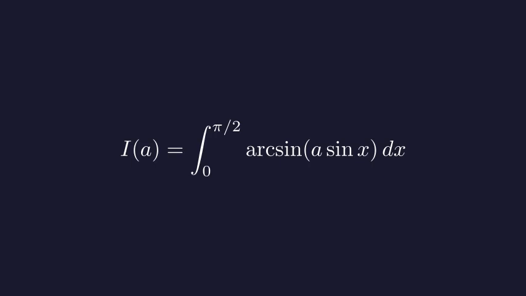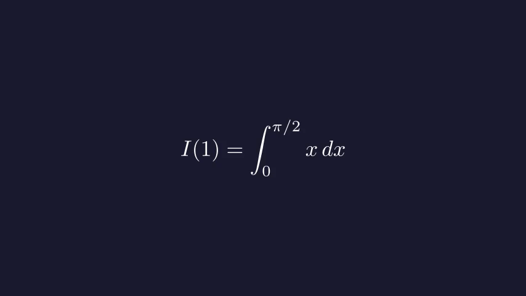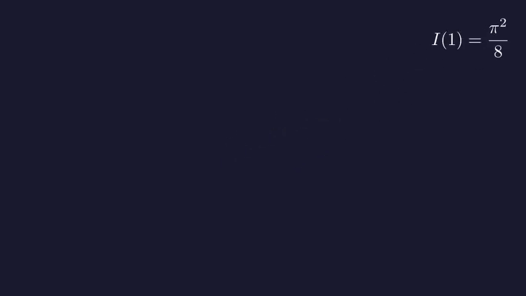We start by defining a specific integral that contains a parameter. Let's call it a. Consider the integral from 0 to pi over 2 of the arcsine of a times sine of x. If we set a to 1, the arcsine and sine cancel out, leaving just the integral of x. That evaluates easily to pi squared over 8. Keep that number in mind.